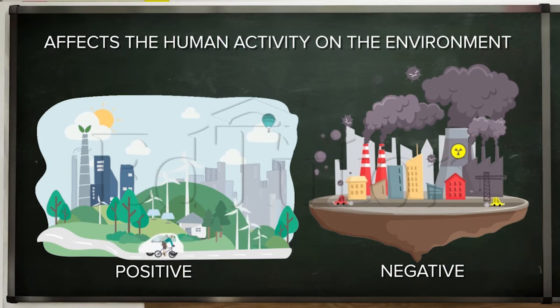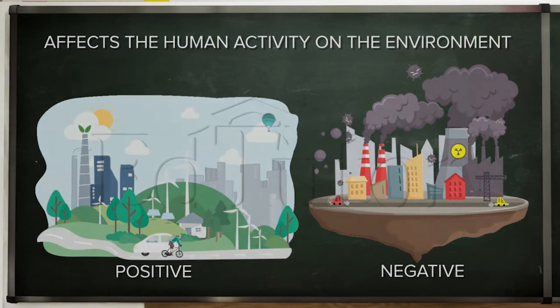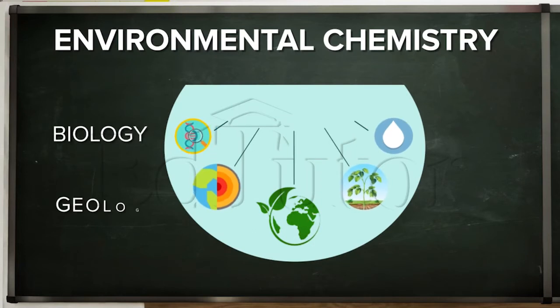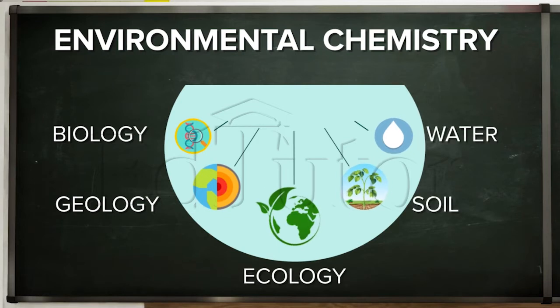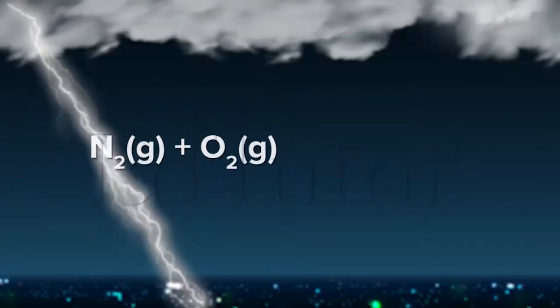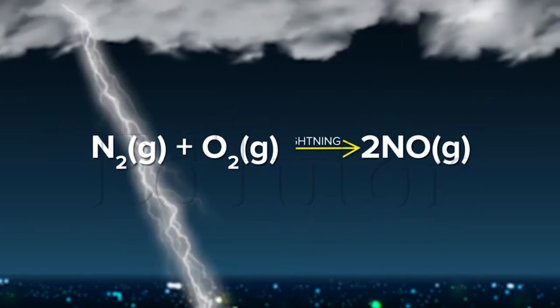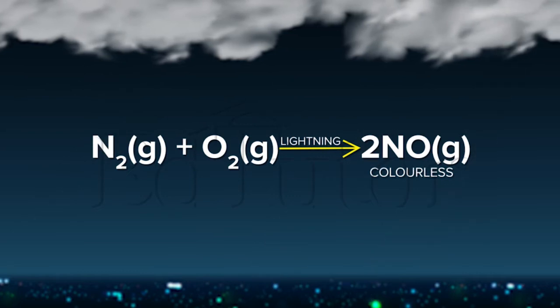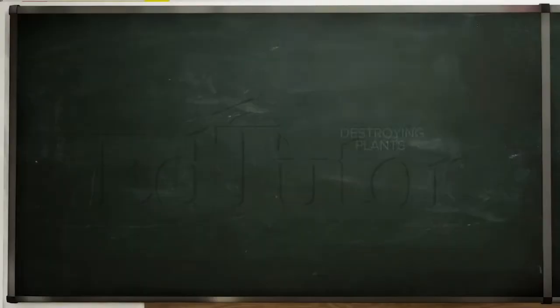Here's a little fun fact if you didn't already know. Environmental chemistry is closely linked to biology, geology, ecology, soil, and water. It's also interesting to know the kind of chemical reactions taking place in our environment, resulting in different changes.